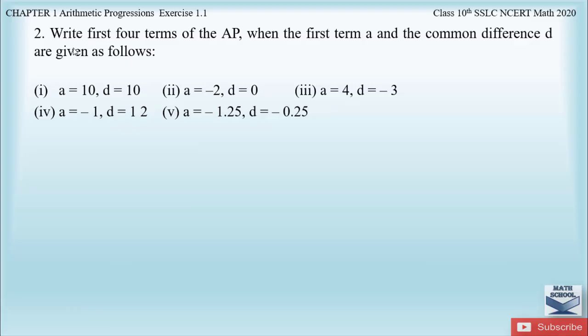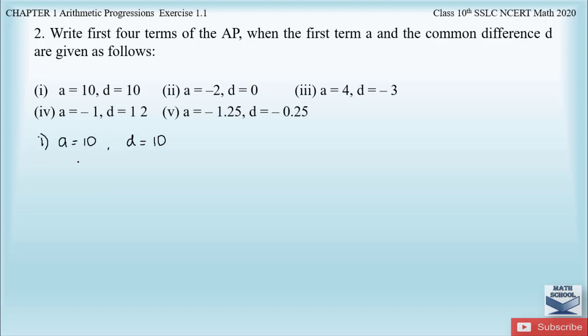So let us start the second question from the exercise 1.1. The question says, write first 4 terms of the AP when the first term A and the common difference D are given as follows. Okay, so these are the 5 parts of the question 2. So let us begin with the first part of this question 2, where A is given as 10 and D, the common difference, is given as 10. So we have to determine the AP series when A and D is given. A is the first term and D is the common difference.